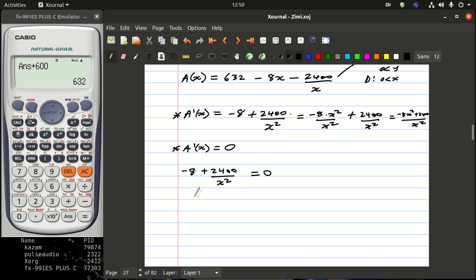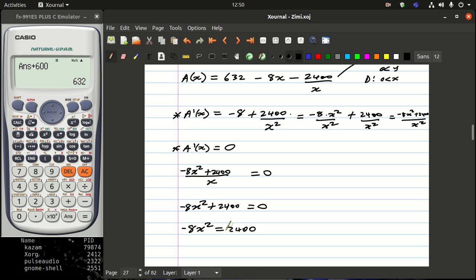That's what I wanted you to also see, so that this one can be written properly as minus 8x squared plus 2400 all over x squared. When is this going to be 0? It's only going to be 0 when the numerator is equal to 0, minus 8x squared plus 2400 equal to 0. So that's only the case when this is going to be equal to 0. The next thing that we need to do, take this to the other side. So we'll end up having minus 8x squared is equal to minus 2400.